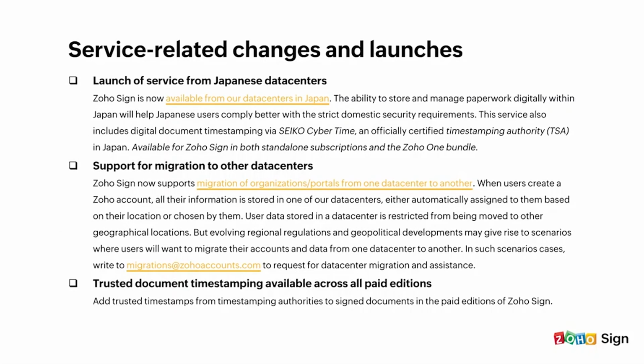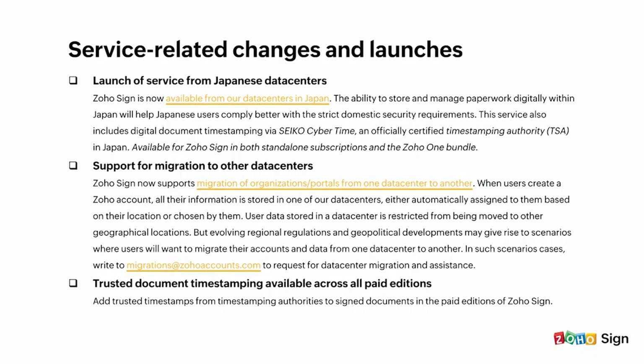Now, some service-related launches and changes that I want to talk about is we've launched our service from the Japanese data centers this year. Up until last year, we served our customers in Japan from the American data center, but now their local regulations have demanded even more stringent processing of data within their borders. So we set up shop in Japan, and we offer a separate service for clients in Japan through the data centers available there. And this goes hand in hand with the trusted document timestamping functionality that we already offered to Japanese users through Seiko, which allows them to add a timestamp to digitally signed documents.